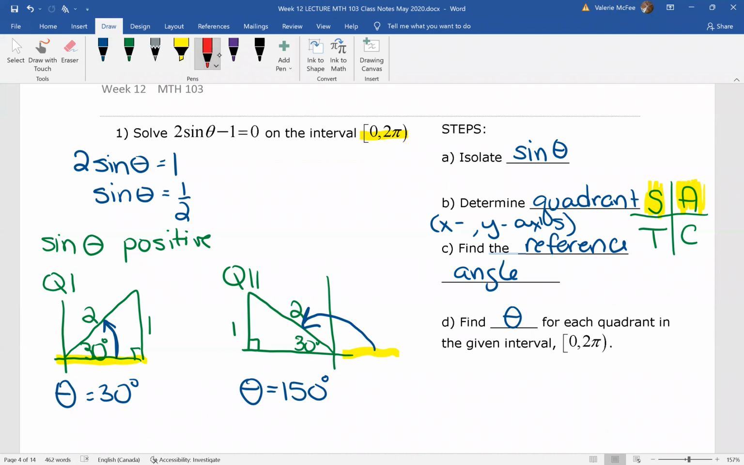Now, we were given our interval in radians, so we should answer in radians. We've found all of the answers from 0 to 2 pi radians. There is no solution where sine is positive in quadrant 3 or quadrant 4.